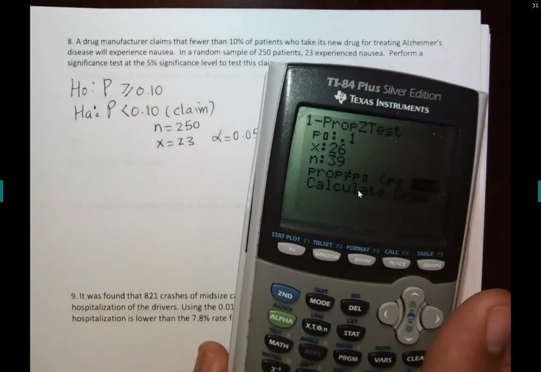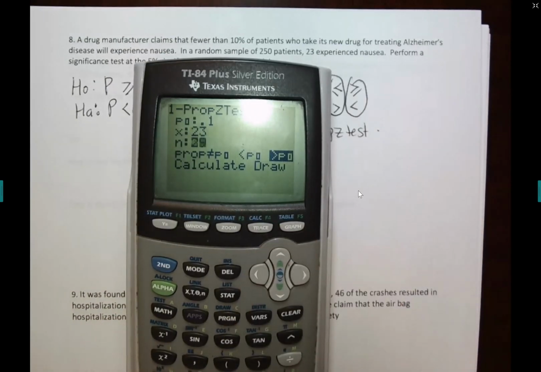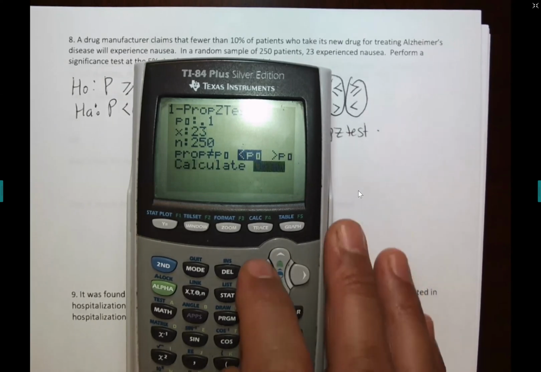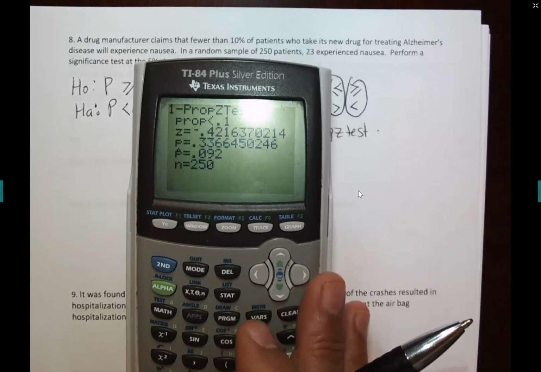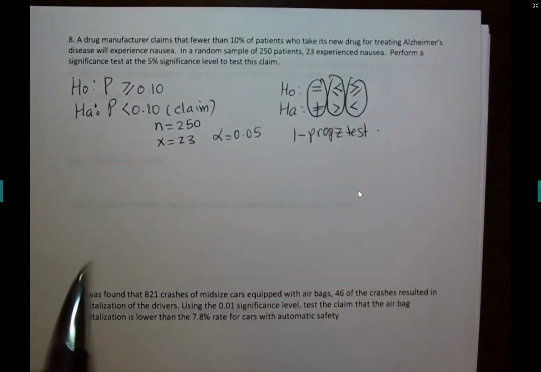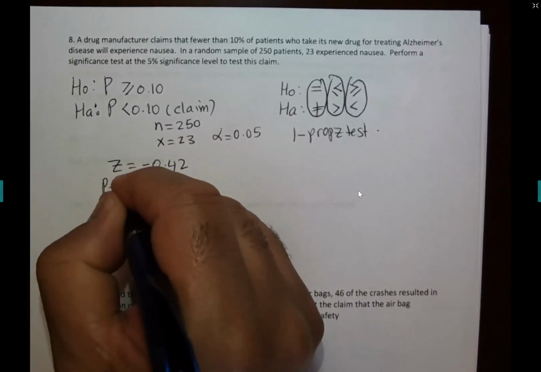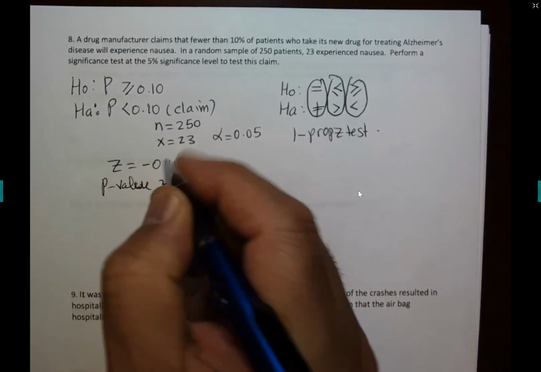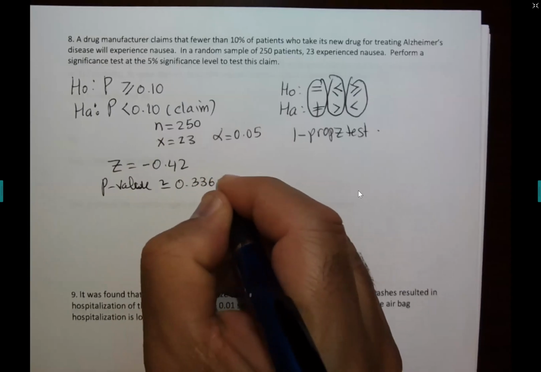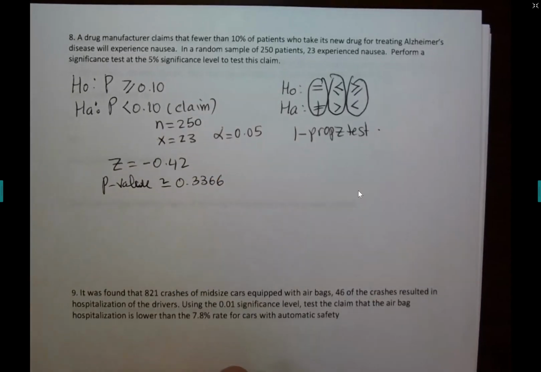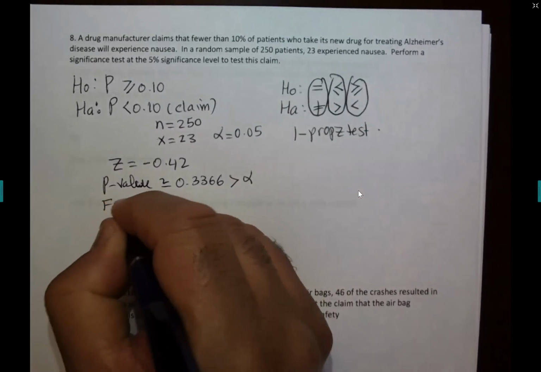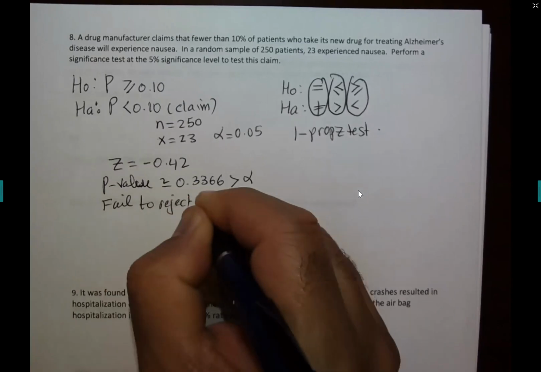X is 23. N is 250. And we're testing that p is less than. I'll do a draw here for you, or calculate, it doesn't matter. So Z is negative 0.42142. Once you're done with me today, guys, go back and redo those problems, and at least you got the answers so you can verify whether you're doing the right thing on your own. I mean, watching me doing the thing does help, but you need to supplement that for sure. This is bigger than alpha. Fail to reject H0, or H naught, or the null hypothesis.